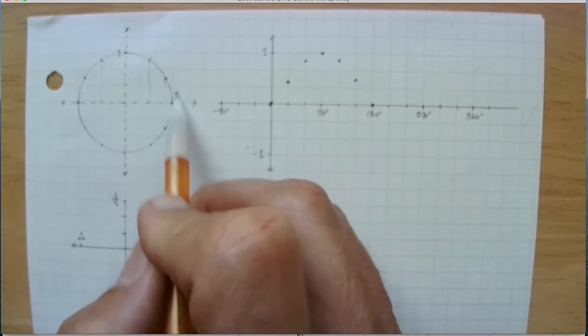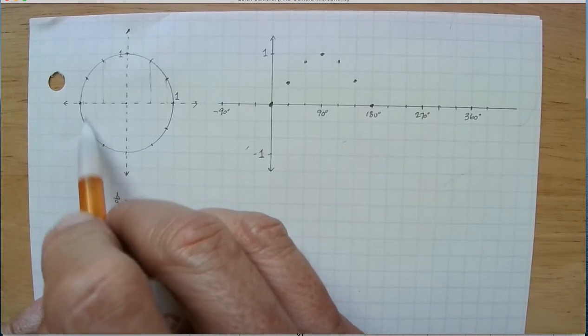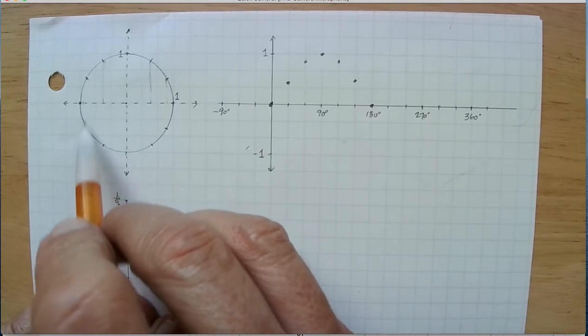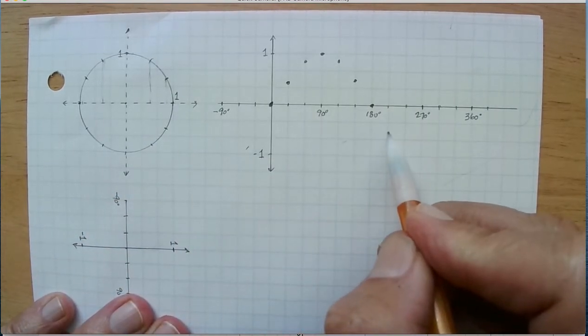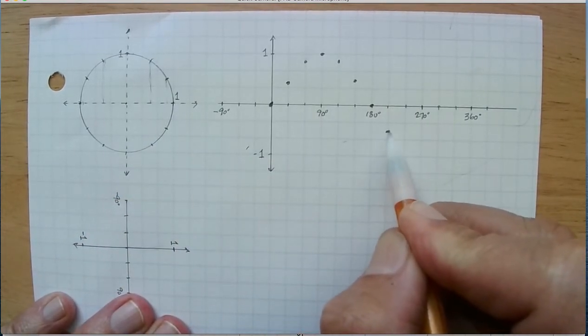Continuing on at 210, now I've got negative height, or height below the axis. So I'm going to be going down at 210, right about there.